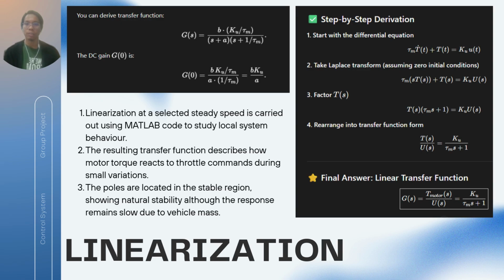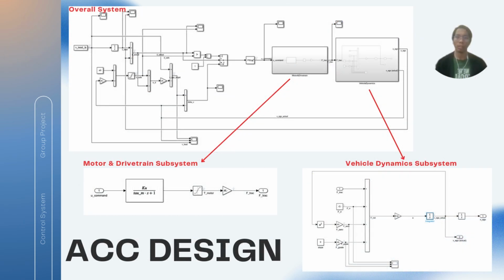However, the response is relatively slow, which is common for a vehicle that carries significant mass. With the linear behavior understood, we designed the adaptive cruise control structure. The controller uses two feedback loops. The inner loop regulates speed by comparing the actual speed of the vehicle with the target speed. The outer loop regulates distance by comparing the actual spacing with the safe spacing.